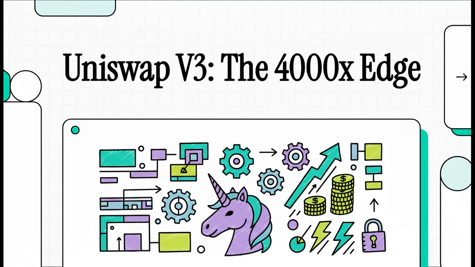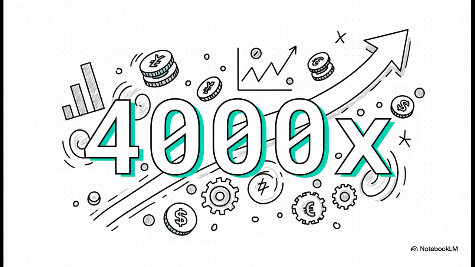All right, let's dive into one of the most powerful and maybe one of the most misunderstood concepts in all of DeFi. We're talking about Uniswap v3 and this almost unbelievable idea of capital efficiency. Yeah, 4,000x. Just let that number hang in the air for a second. That is not a typo. And it really represents a massive shift in how you can put your crypto to work.